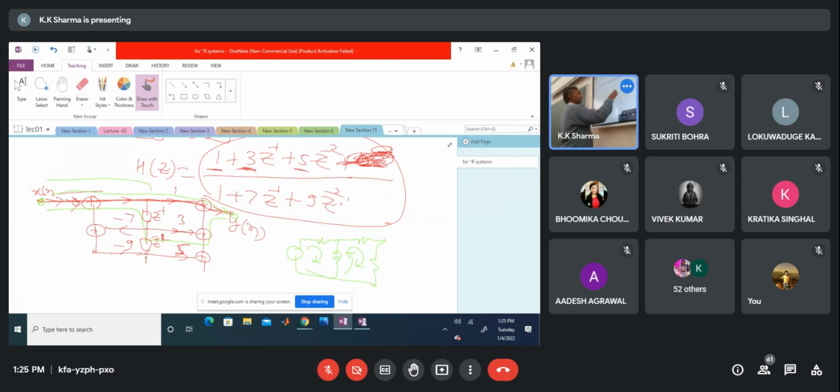It is this. So, and what are the gains of these forward paths? You multiply z to the power 1. So, this is the gain of the first forward path. This is the gain of the second forward path. This is the gain of the third forward path. So, all forward path gains are directly appearing in the numerator coefficients. Is that visible?